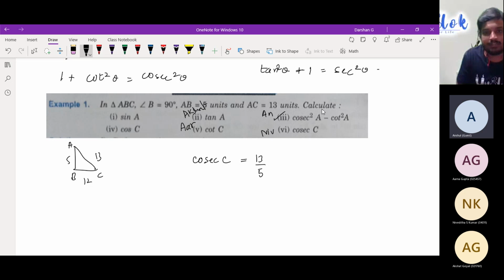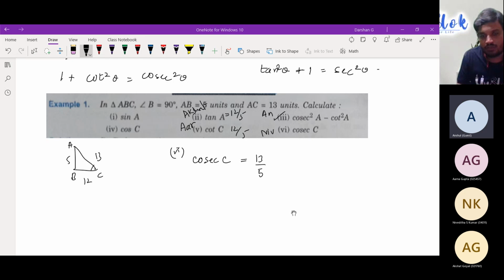So we have taken theta with respect to C. Tan A is 12/5. One by one, sorry. So cosecant is 13/5, right? Okay, second answer. Tan A is 12/5. That's right. Next answer, Arna. Cot C is 12/5. Cot C is also 12/5. Yeah, that's right.